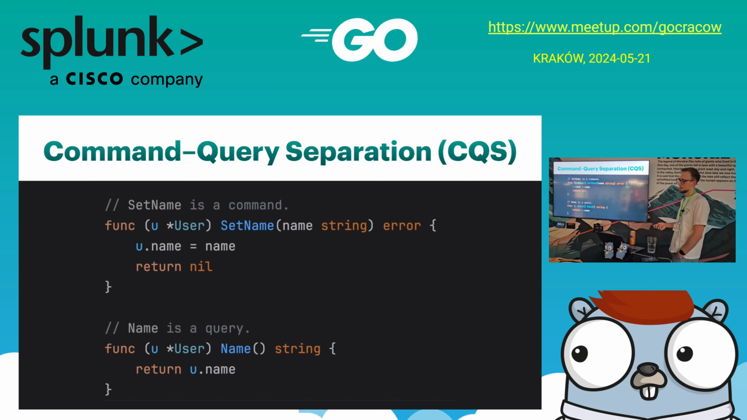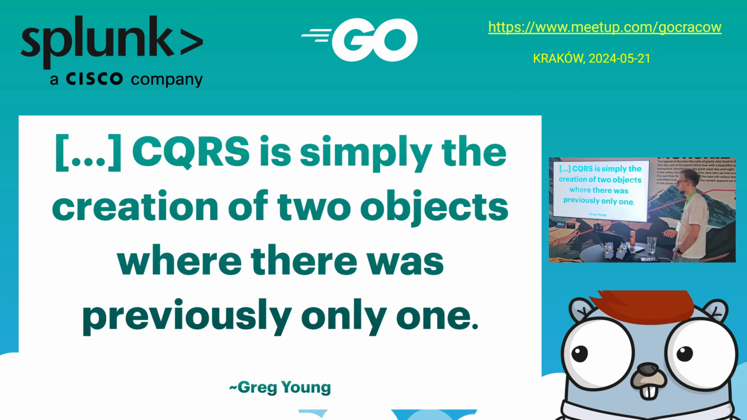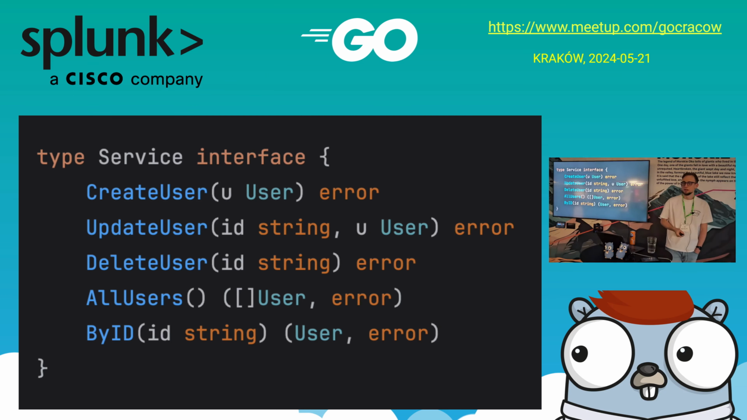And CQRS takes this idea a bit further, and Greg Young defines it as the creation of two objects where there was previously only one, and the object he means here is this thing. So in your application, this can be called handler or maybe controller or service, like here, whatever. But there's probably some part in your code where you define the application logic. So there's a set of operations on some kind of entity, like user in this case.